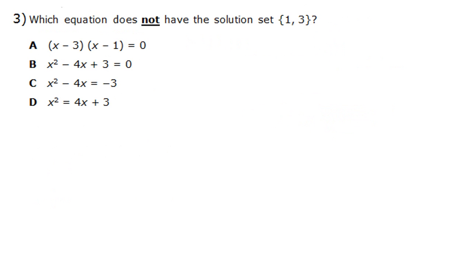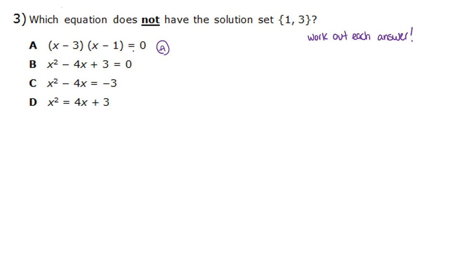Number 3. This one says, which equation does not have the solutions of 1 and 3? So we have to work out each answer. So let's take a look at the first one. Let's take a look at A.